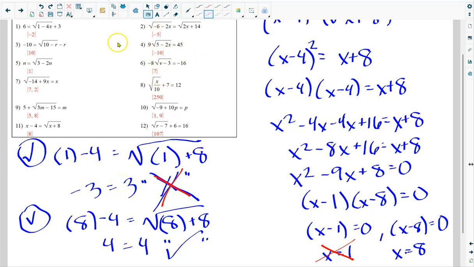So as you can see, some of these already can kind of guide you to probably they have an extraneous solution. Some of them include both. So the more you practice, the better you'll be.